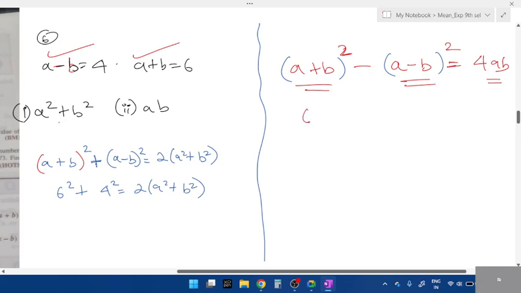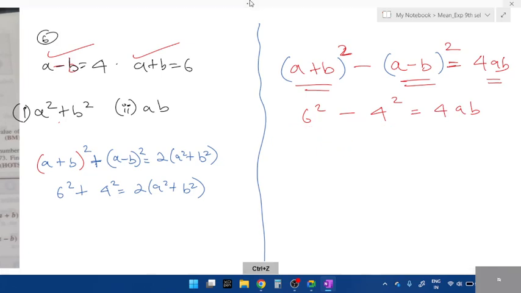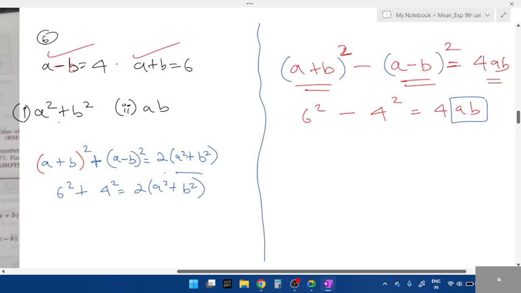What is a plus b value? 6 square. What is a minus b? If you solve this, which value do you get? Not 4ab, just ab value. Ignore 4. See, 4 you're going to anyway divide, right? For AB, okay, I heard it as 4AB. If you solve this, you'll get AB, and if you solve this, you'll get a square plus b square.